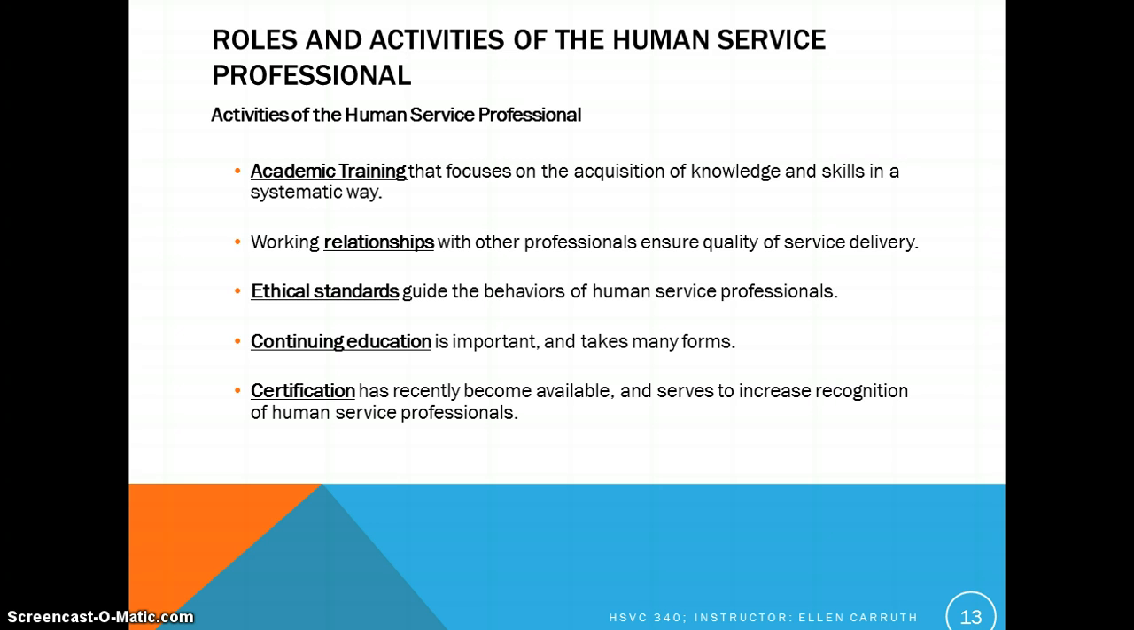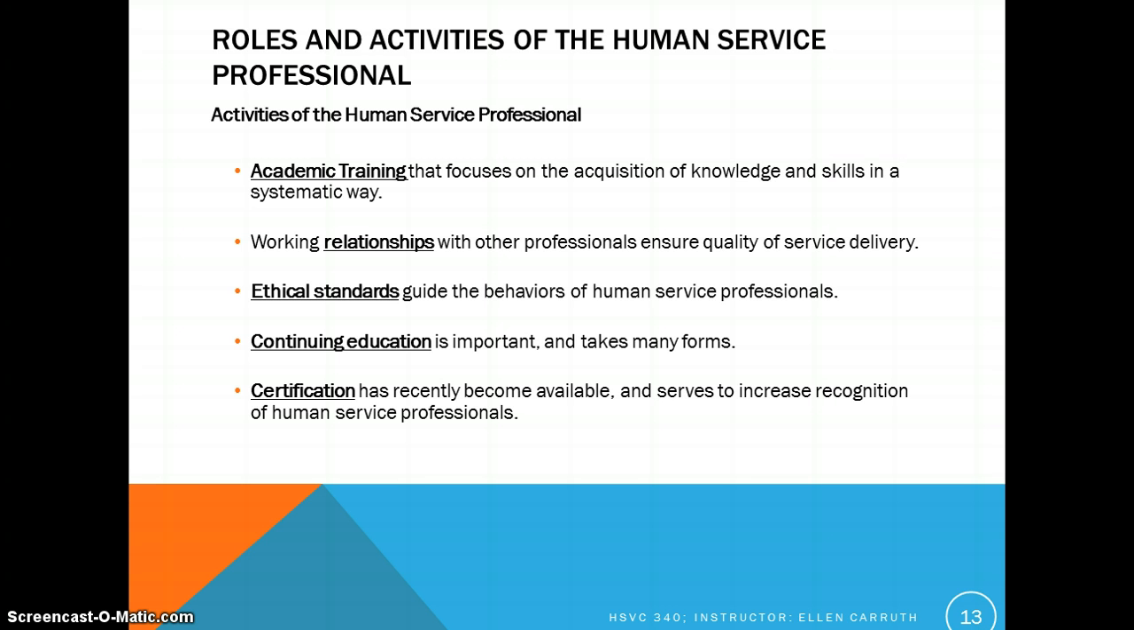As you all think about your future career options, you might be interested in what is required of different professionals. In addition to your time in school, you will develop into a competent and caring human services professional through the relationships that you build with others, the ethical standards that guide your work, any continuing education that is required in your specific discipline, and any certification that might be necessary in order for you to practice.